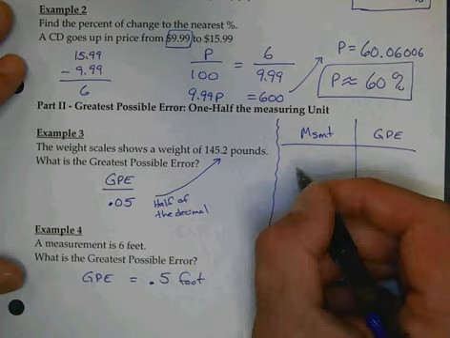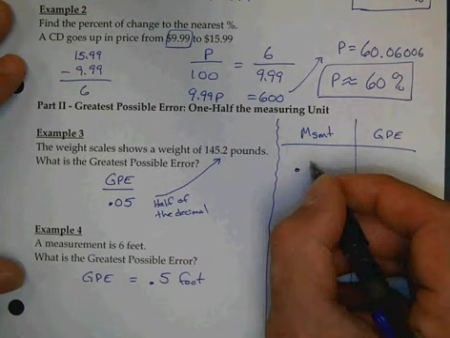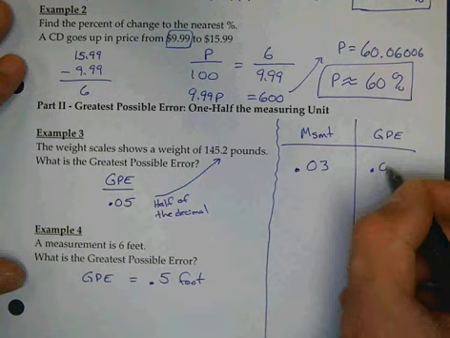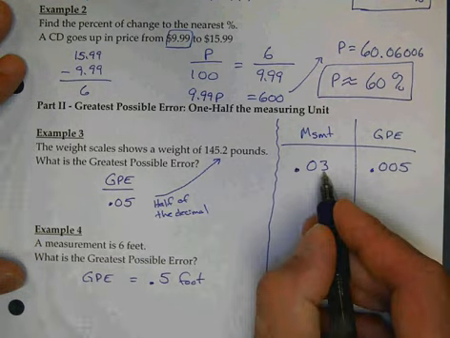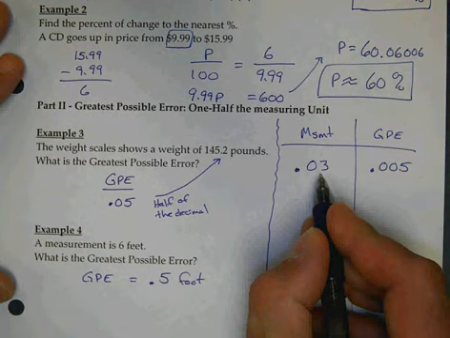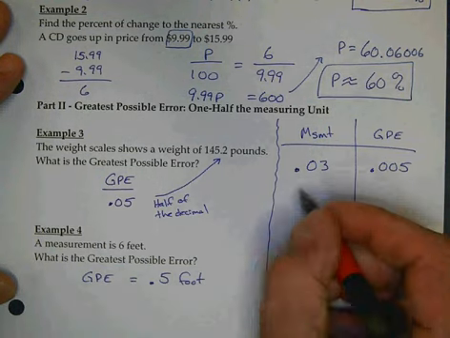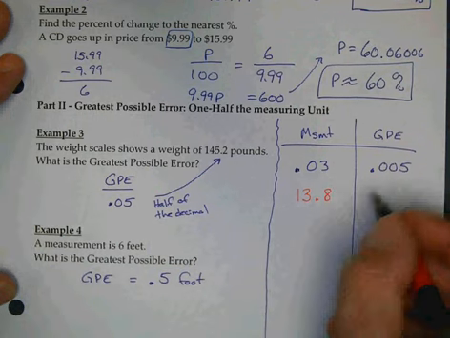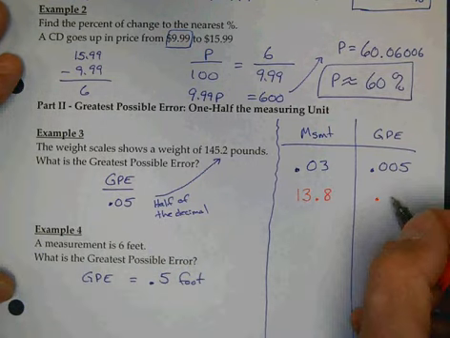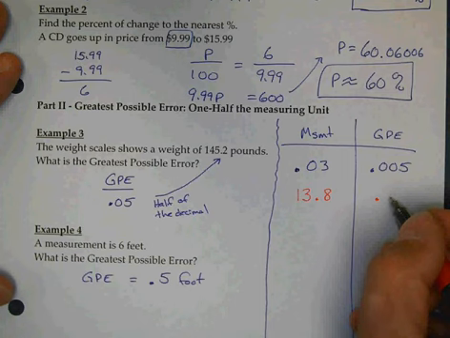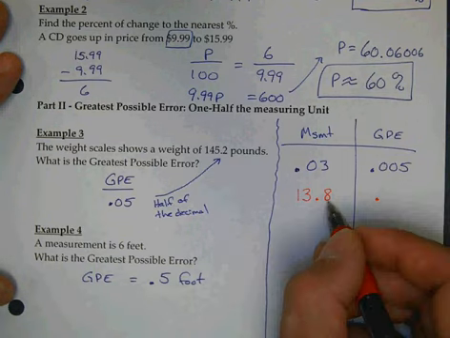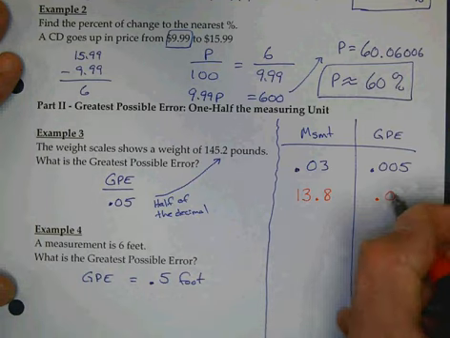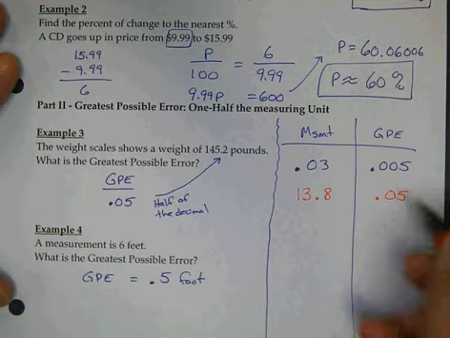I measure something and it's 0.03. The greatest possible error, 0.005. Half of the second decimal. Another one. I measure something else, it's 13.8. The greatest possible error is, somebody? This is tenths. What's half of a tenth? 0.05. 5 hundredths. All right, next one.